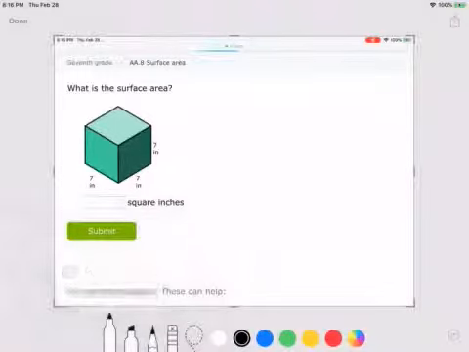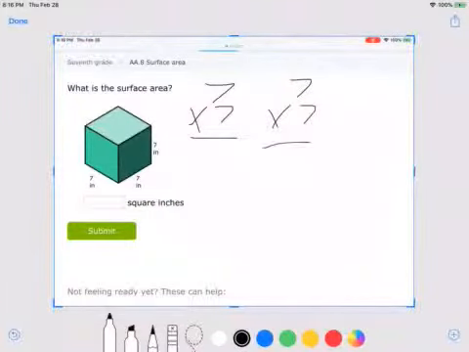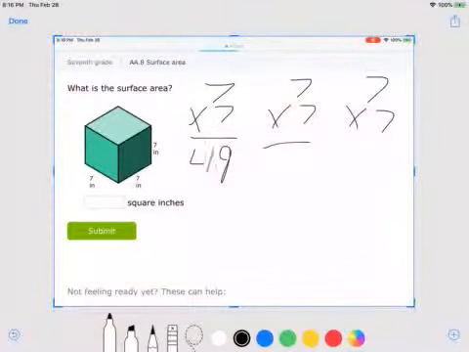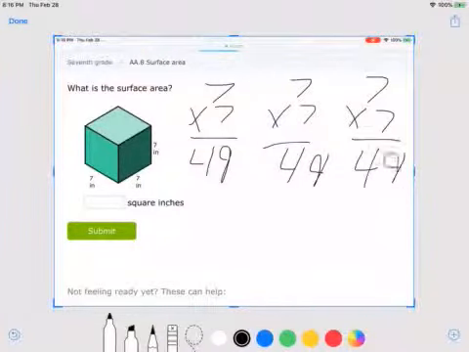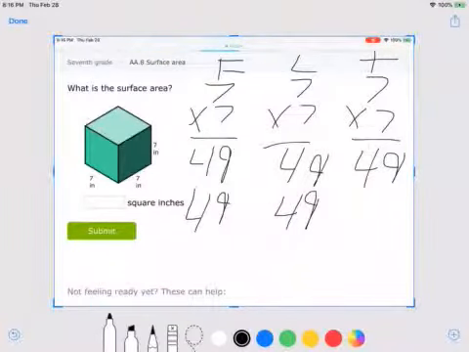So the long way again is, you have 7 times 7, you have 7 times 7, and you have 7 times 7 again. So you get 49, 49, and then 49. So again, if you think of this as being the front, this being the left, and this being the top, then the bottom would also be 49, the back would be 49, the left would be 49, the right would be 49, and the top and bottom would both be 49.